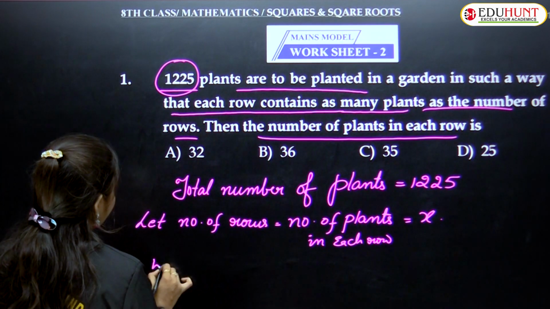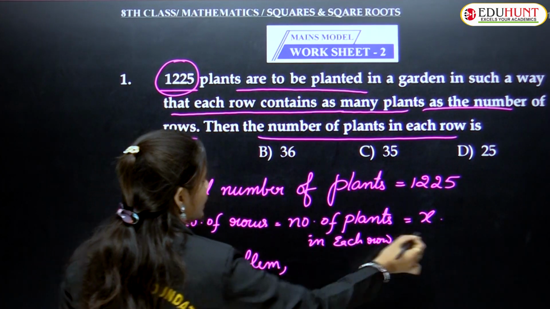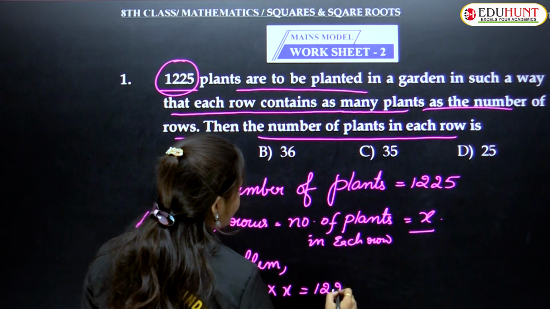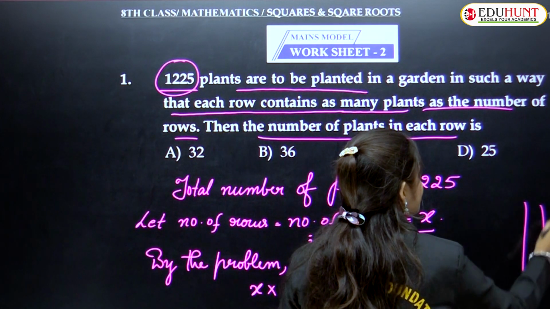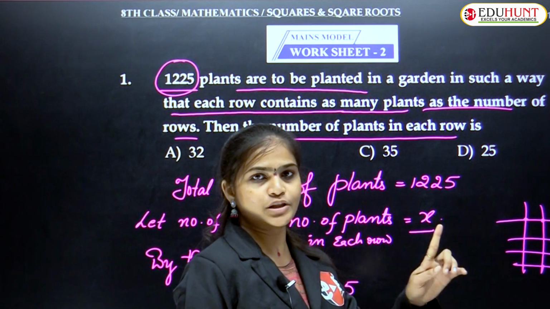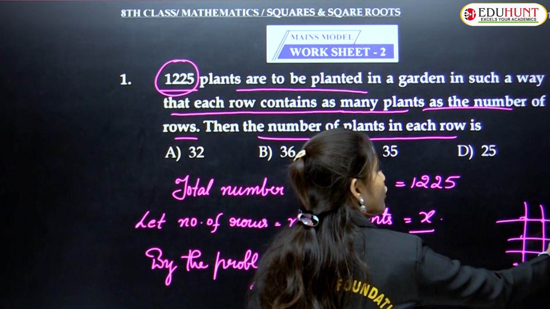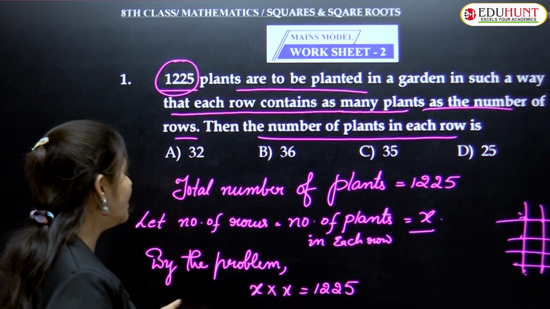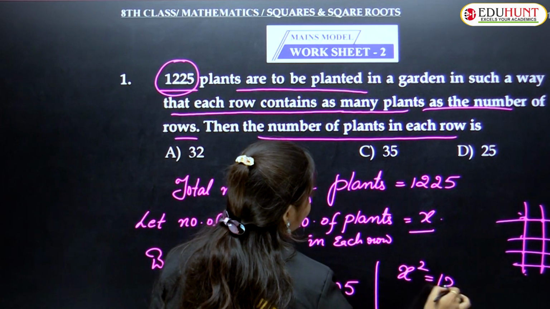So by the problem, these are x and this one is also x only, no? So x into x is equal to 1225. So this is the meaning. That is what I told you, no? The number of plants in each row is equal to the number of rows. For example, if 4 plants are there in each row, how many rows are there? 4 rows. So totally how many plants? 4 into 4 is equal to 16. Understand? In the same way, apply the same concept here. So x into x is equal to 1225. So x square is equal to 1225.